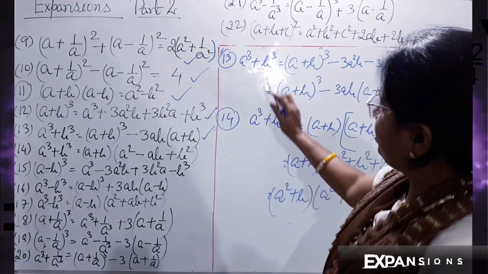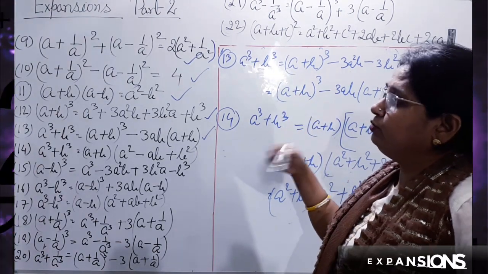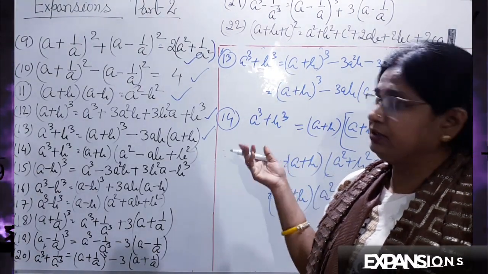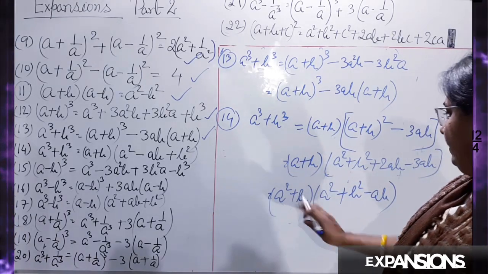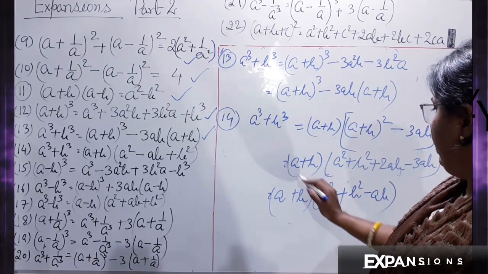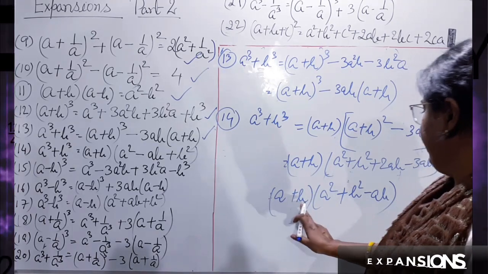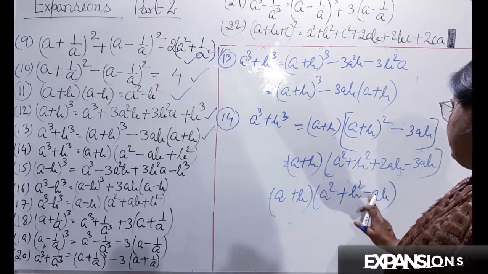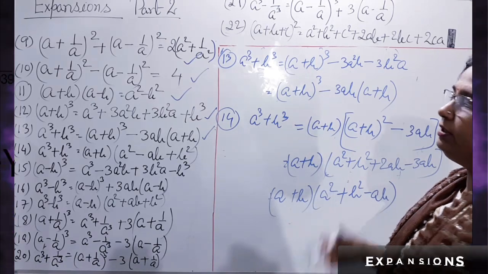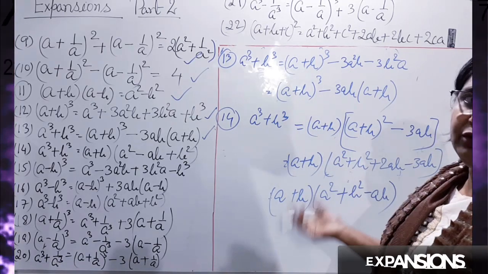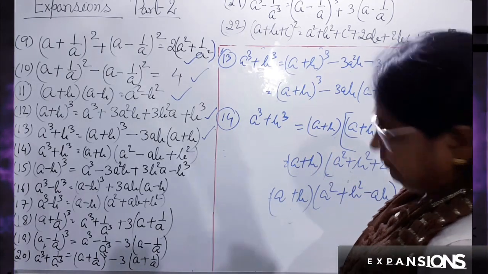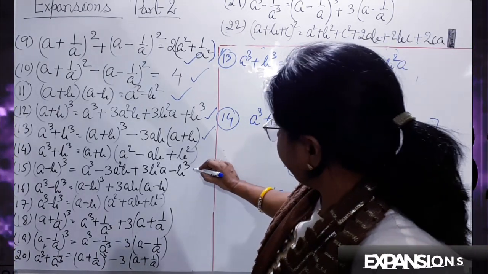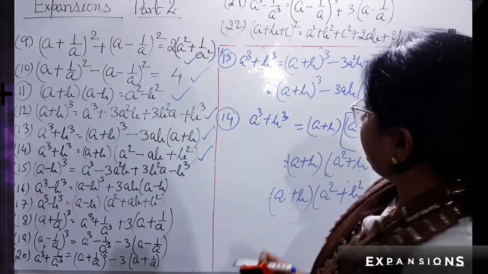Always remember, these are all very important formulas, and they are used up to 9th standard and 10th standard. a cube plus b cube is equal to (a + b) into (a square plus b square minus ab). And mostly this formula is used for factorization. Now 14 number is also completed. Then 15 number.